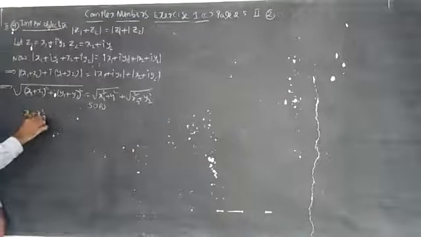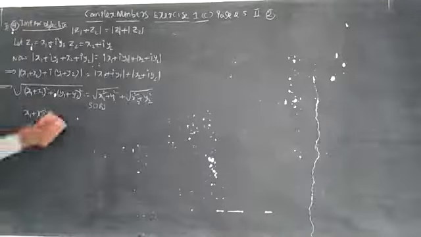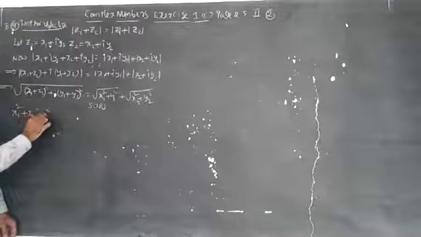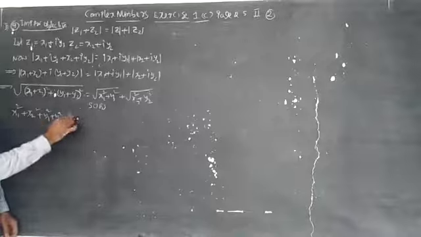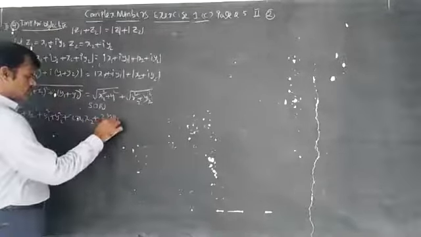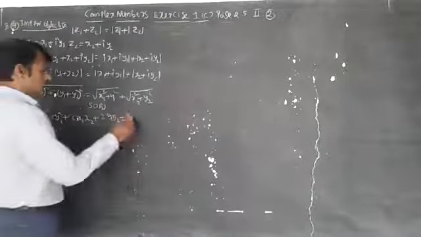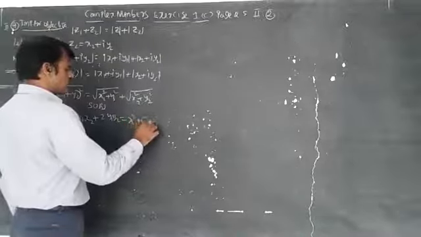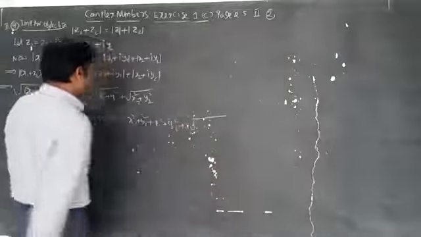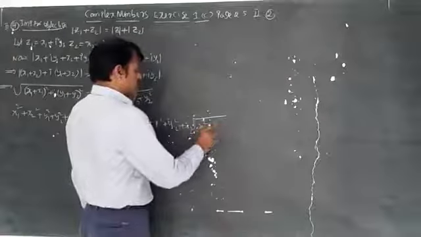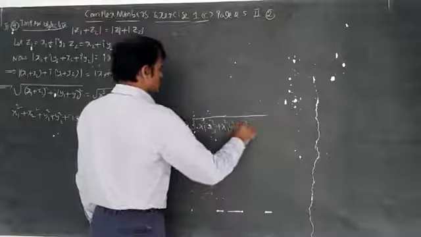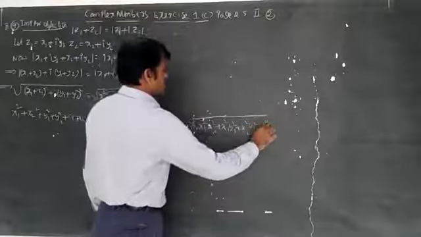x1 plus x2 whole square, better to expand, let us consider full expansion: x1 square plus x2 square plus y1 square plus y2 square plus 2x1 x2 plus 2y1 y2 is equal to, for this one we can write x1 square plus y1 square plus x2 square plus y2 square plus 2 root of x1 square plus y1 square times x2 square plus y2 square. This one also we can write x1 square x2 square plus x1 square y2 square plus x2 square y1 square plus y1 square y2 square.